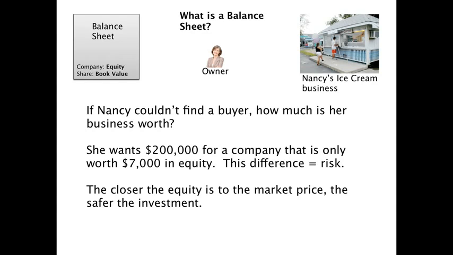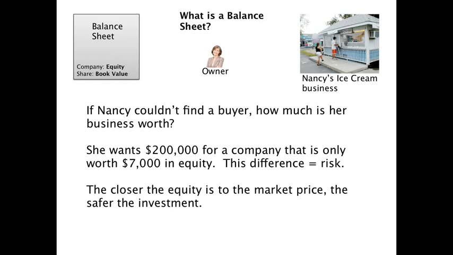So you saw a business that went from her trying to sell it for maybe $200,000, but if she can't find a buyer and she just wants to kill the business, sell her ice cream machine and pay off her debts, she's only going to have $7,000 left at the end of the day. This difference between the market price a person is asking for and the actual equity sitting in the company, that difference is the risk. That's the margin of safety. And this was Benjamin Graham's big thing, who we learned was Warren Buffett's professor at Columbia. His big thing was margin of safety.